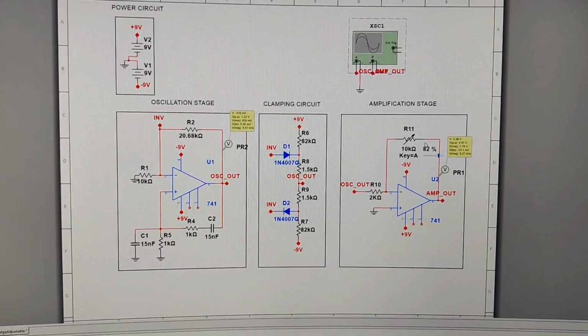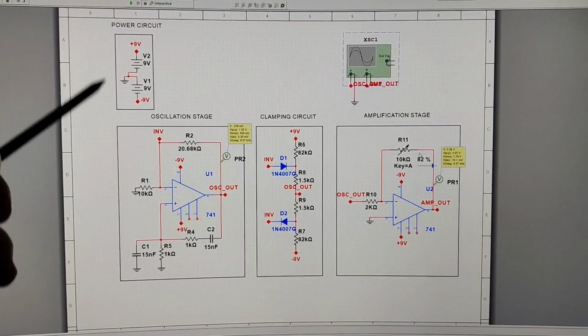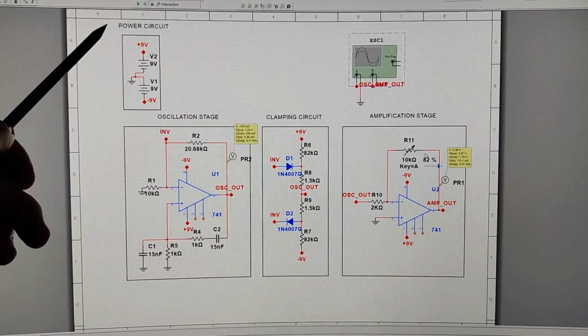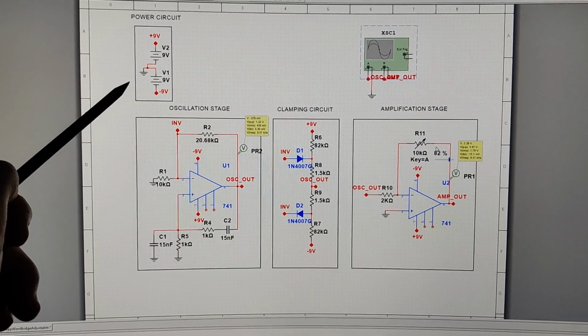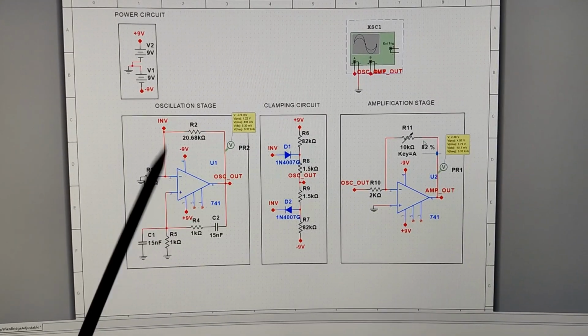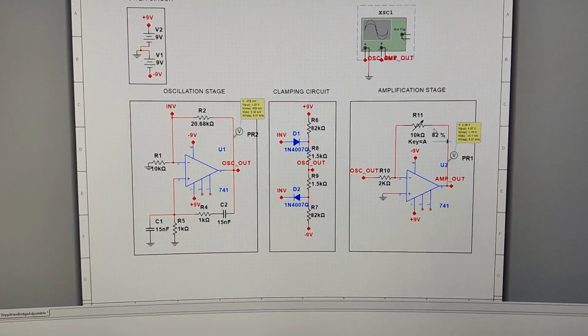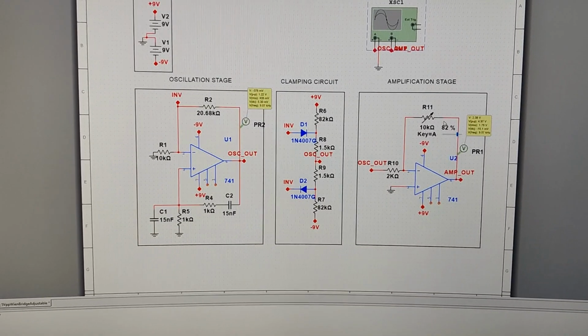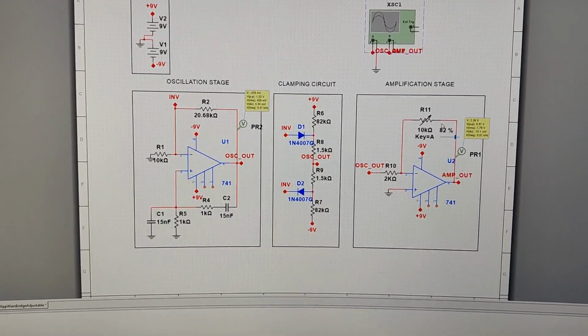Let's start off with a power circuit. We can see that we have a symmetrical power supply with plus 9 volts rail, minus 9 volts rail. This will power the oscillation stage, clamping circuit, and the amplification stage. Let's start off with the oscillation circuit.